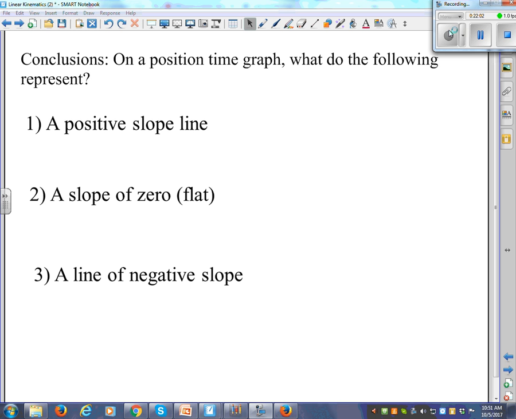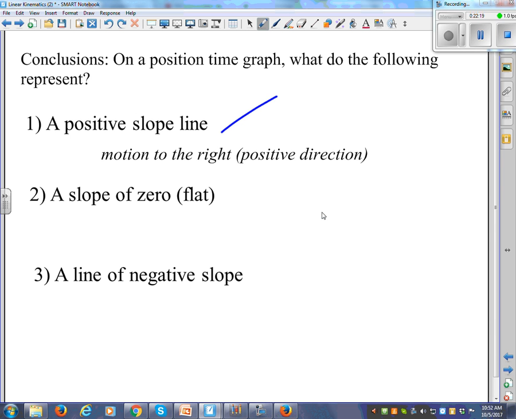What does a positive slope line mean? Positive slope means, we should probably draw a picture there, right? Positive slope, up to the right. What does that mean? Moving to the right. Motion to the right, positive direction. Positive slope, motion to the right. Again, these are only true on a position time graph, because in about a week, we're going to be looking at velocity time graphs. I should point that out now. So, motion to the right, positive slope line.